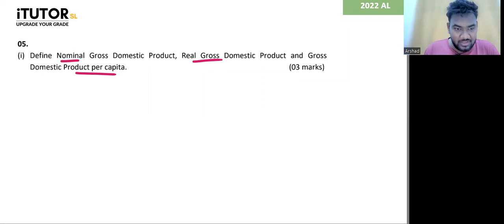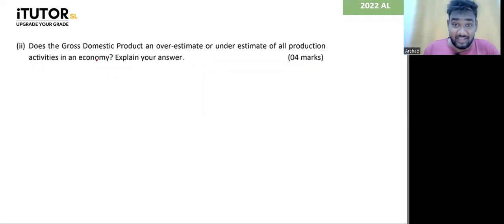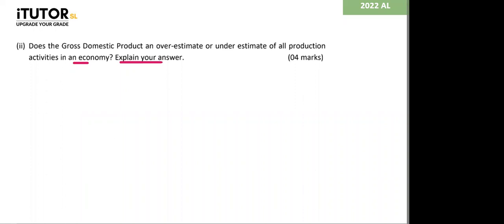Then the next one. Next question says, we kind of spoke about this. Is the gross domestic product an overestimate or underestimate of all production activities in an economy? Explain your answer. What do you all think? Now, Sri Lanka's GDP is around, let's say, 80 billion or something. So, is this an overestimate of all the productive economic activities or is it an underestimate? Should our economic activities be more or should it be less?